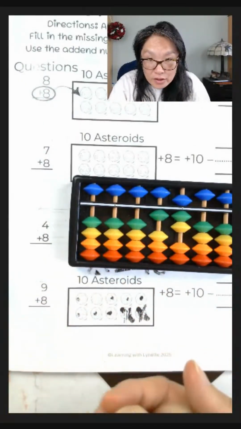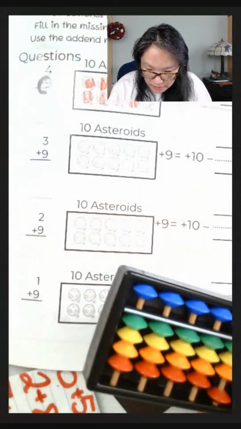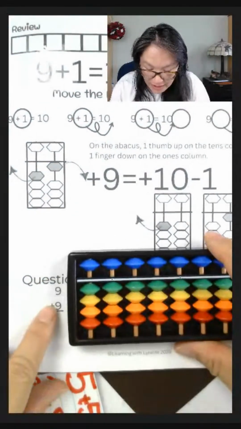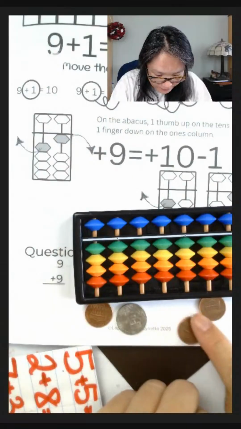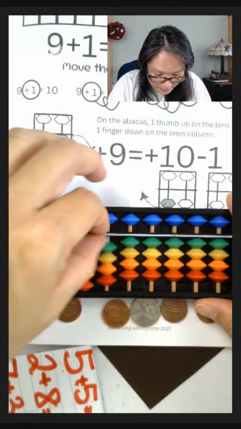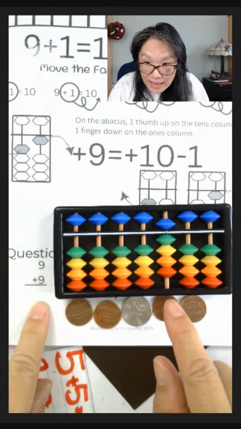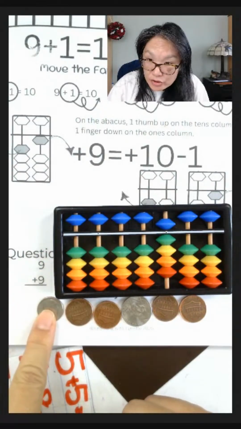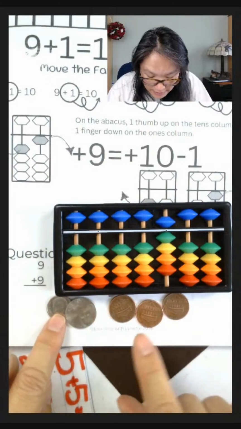So going back to the question, the question is 9 plus 9. If I have a 9 on my abacus, I have 9: 1, 2, 3, 4, 5, 6, 7, 8, 9. Guess what? I don't have enough to add another 9. What happens? I have a 10. I'm going to give you my 10 cents, but that's too much. So I need to take away the 1. So my final answer is 18.